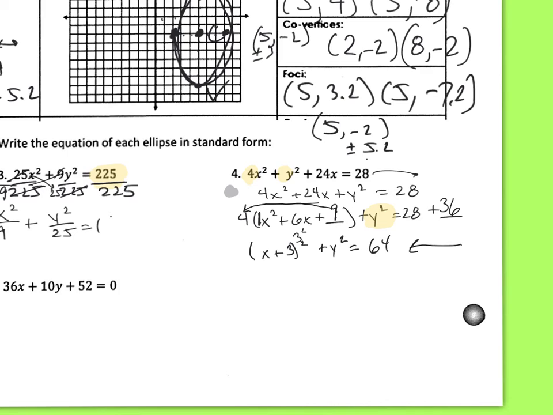Now we work our way backwards. So we're going to start at the 64 and divide everything by 64. Oh, I left my 4 out. When you do this division, make sure you end up with the number on the bottom. So this will be x plus 3 quantity squared over 16 plus y squared over 64 equals 1.